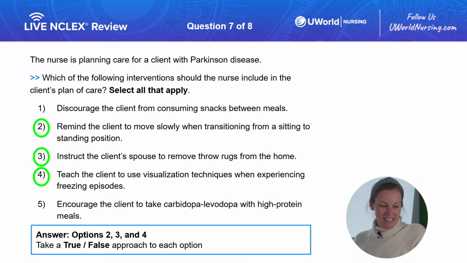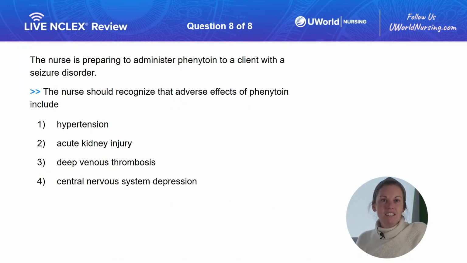Last question. The nurse is preparing to administer Phenytoin to a client with a seizure disorder. The nurse should recognize that adverse effects of Phenytoin include: option 1, hypertension; option 2, acute kidney injury; option 3, deep venous thrombosis; option 4, central nervous system depression. All right, 30 seconds on the clock. Drop those answers in the chat.